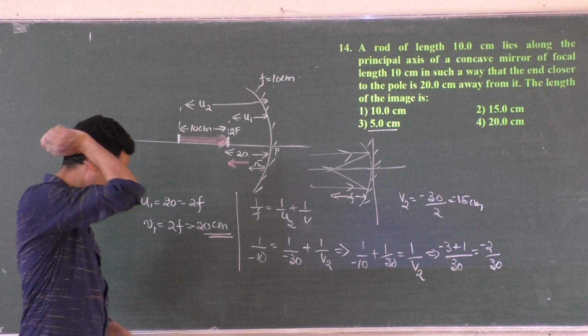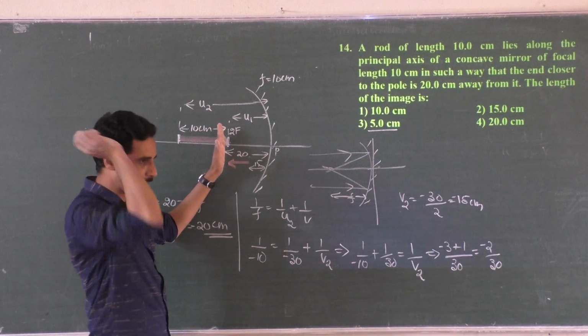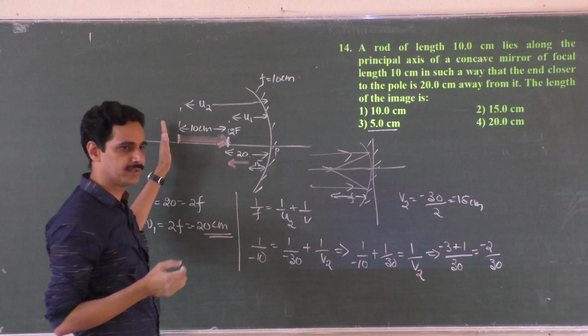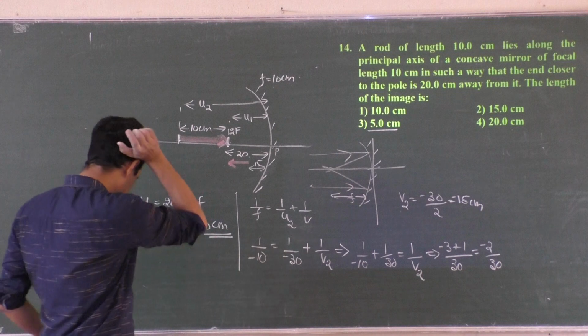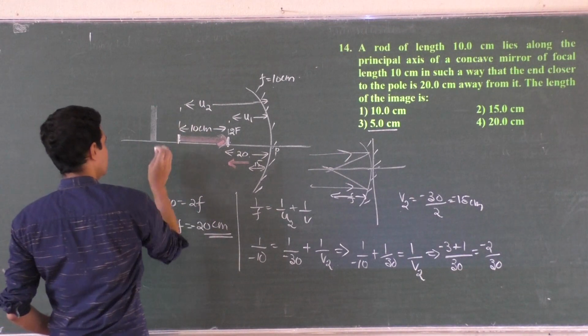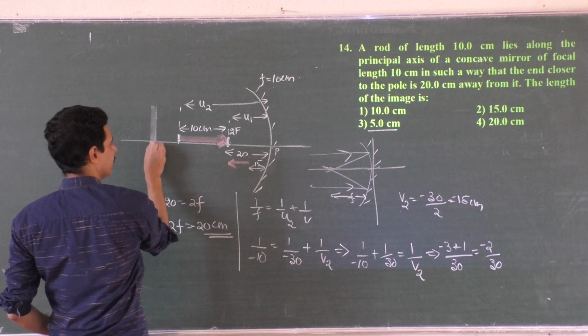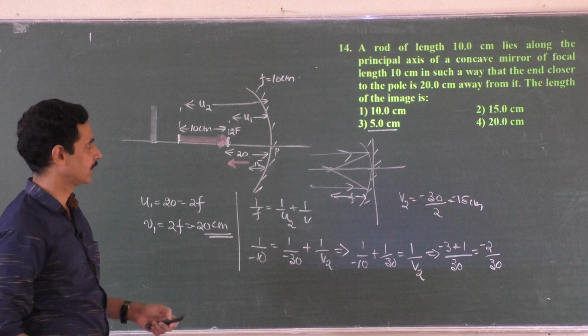Okay. Hope you have followed this, right? So first you find the position of the image for one point of the rod, then the position of the image for another point of the rod, then subtract them, v2 minus v1. That gives the image length. Usually we keep the object like this, so we don't have any worries about the thickness of the object, but this is a peculiar problem.